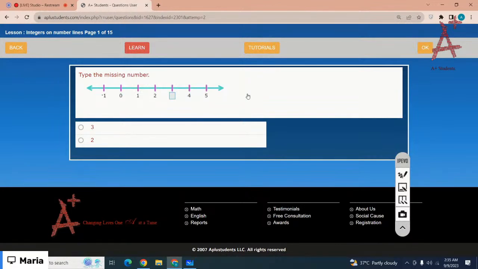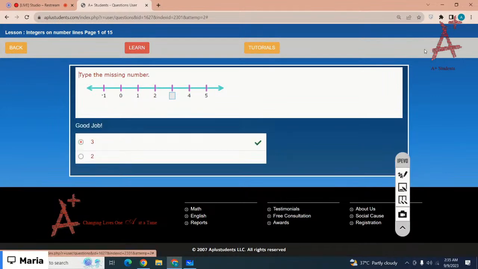Okay, type the missing number. Negative 1, 0, 1, 2. So which number is missing? Yes, that would be 3 that is missing. Between 2 and 4, you have 3 here. So that means 3 is missing. Okay, sorry, I forgot to select 3.